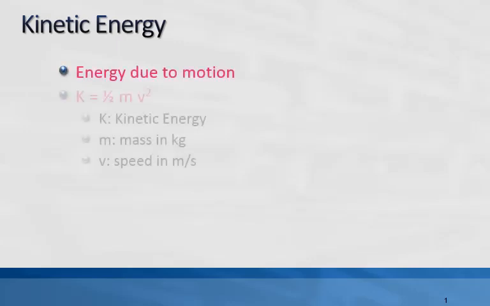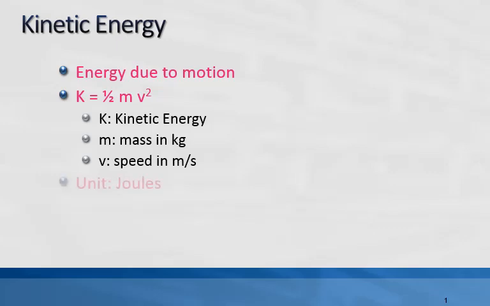All right, so when we calculate kinetic energy, it's energy due to motion, 1/2 mv squared, and v is speed. So energy we get in joules, and it is a scalar. Energy is a scalar quantity. There's no direction with that kinetic energy.